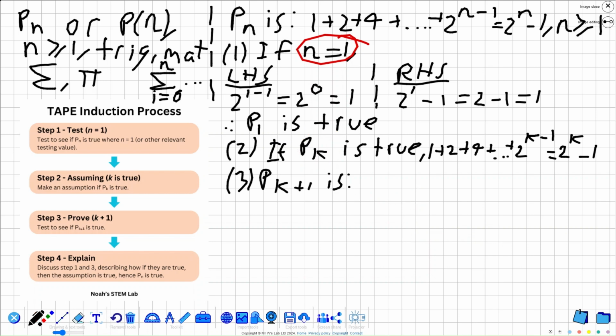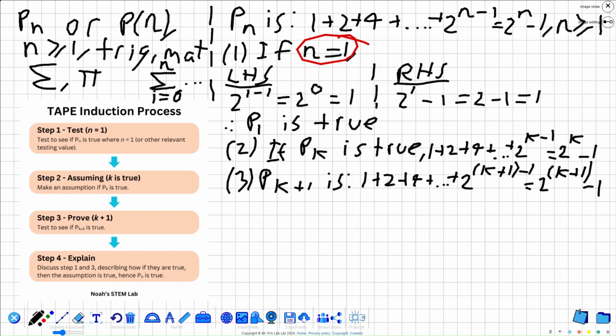And so what we're going to do for P(k+1) is put a very similar thing to what we did here. We're just going to put k+1 instead. So we've got 1 + 2 + 4 + ... + 2 to the power, and I'll use brackets to make this clear, (k+1) - 1, which equals 2 to the power of (k+1) - 1, and this is obviously for where n is more than or equal to 1.